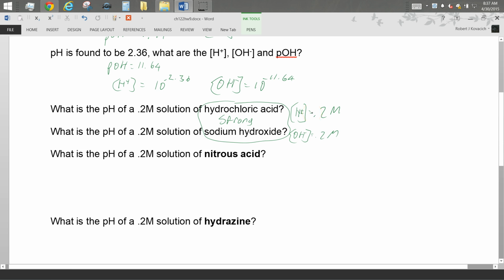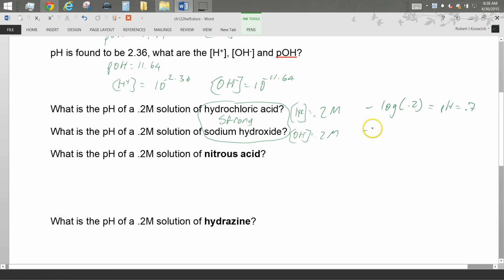Okay. So if I take the negative log of 0.2, what is it? Point something or other? 0.9? 0.7? Okay, so my pH is equal to 0.7. Is that very acidic? Yeah, it's really acidic.